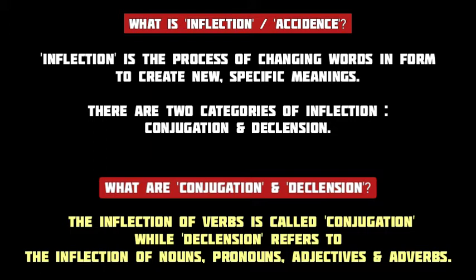The inflection of verbs is called conjugation, while the inflection of nouns, pronouns, adjectives and adverbs is called declension. To put it simply, when you inflect a verb, you call it conjugation. When you inflect a noun, pronoun, adjective or an adverb, you call it declension.